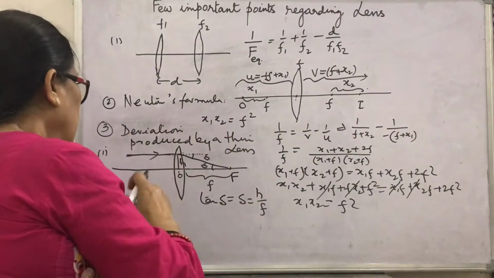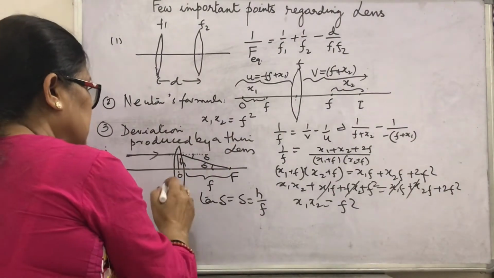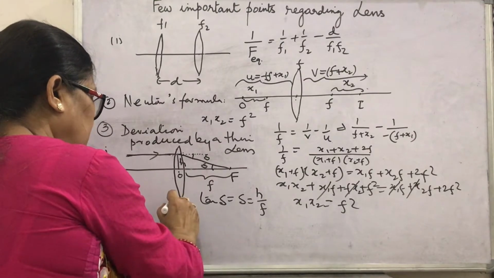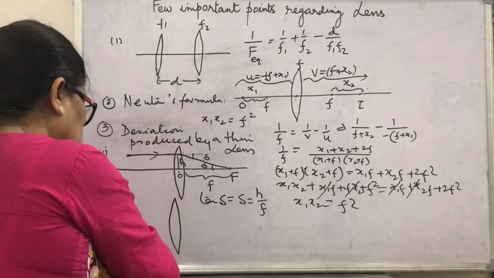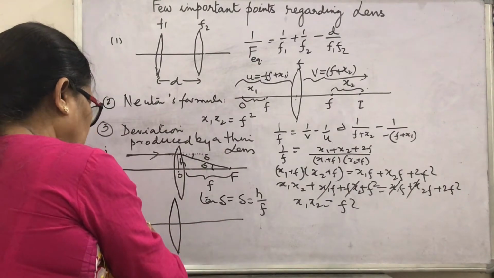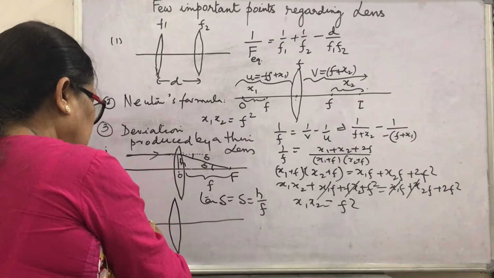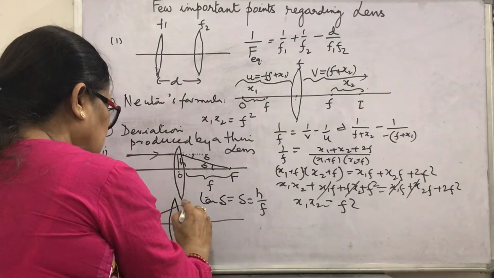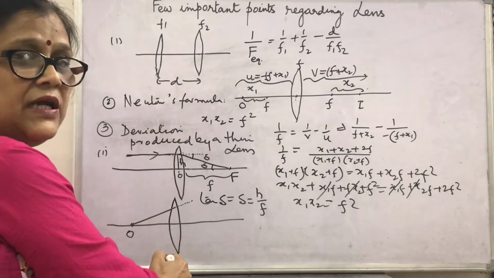What will happen if the ray is coming from a point object? Look here, for the point object, if I am showing this is the point object from which the ray is incident on the lens, and if it is extended, this is the extended path.